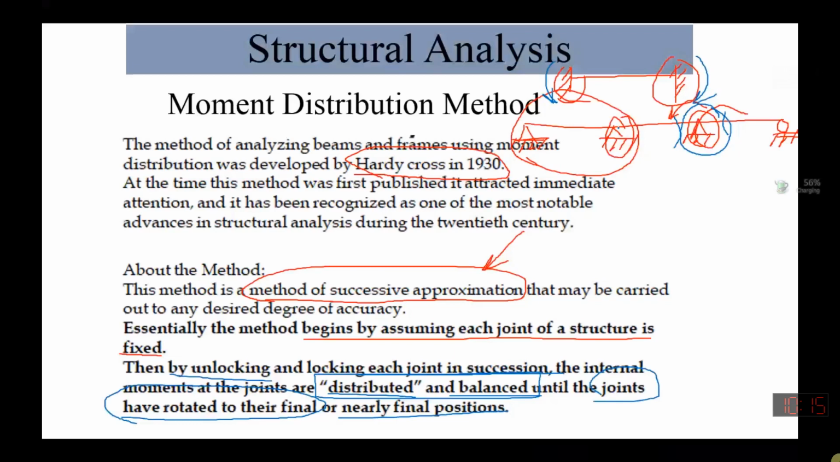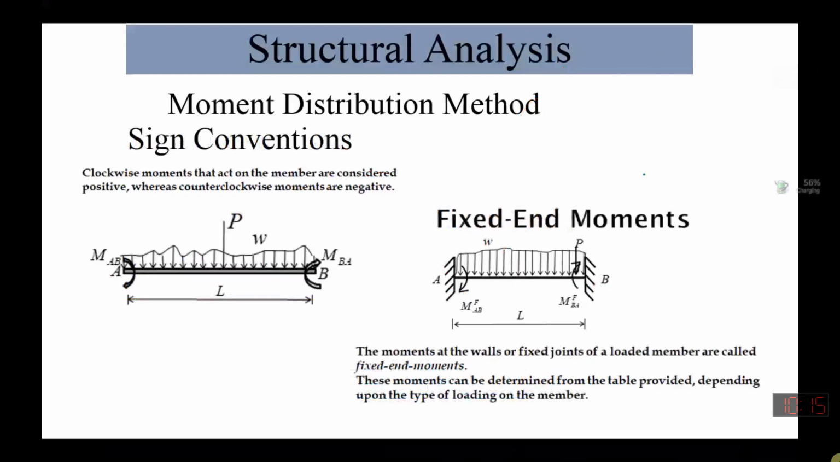The sign convention for this method is that clockwise moments are positive. This is what we have already done in our slope deflection method. Then, what is the fixed end moment? Anybody who can tell after working on the slope deflection method? If anyone can tell. Any one of you who can tell me what this fixed end moment is? Anyone? Nobody knows what this fixed end moment is?